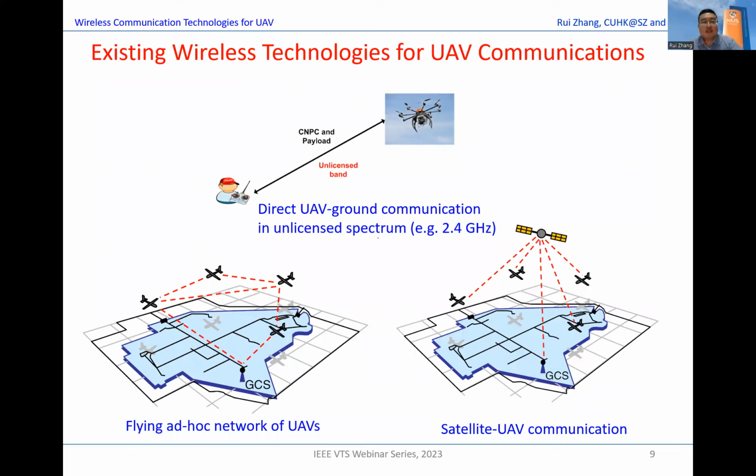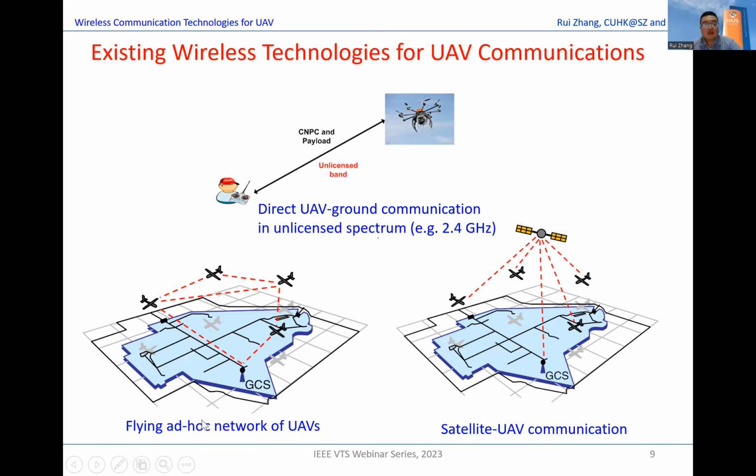Next, I want to share with you some of the existing wireless technologies to enable UAV communication. Actually, there are three main types of them. One is the so-called direct UAV ground communication. Typically, they use Wi-Fi in the unlicensed spectrum, for example 2.4 gigahertz.